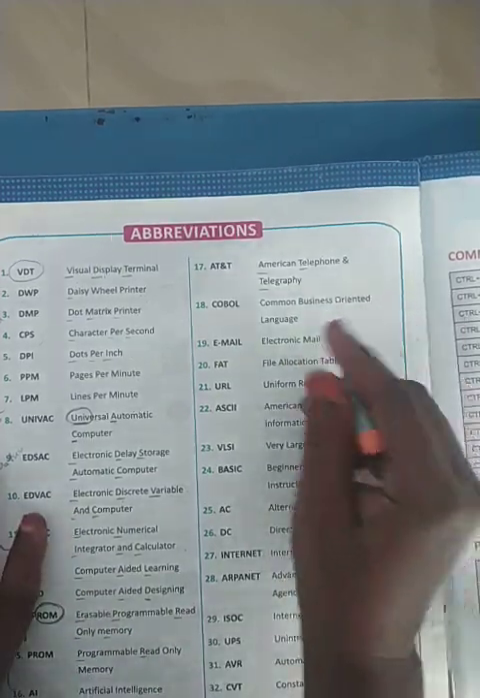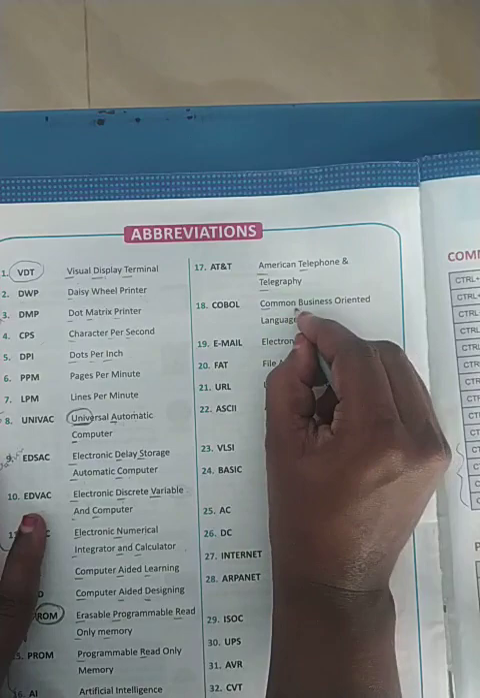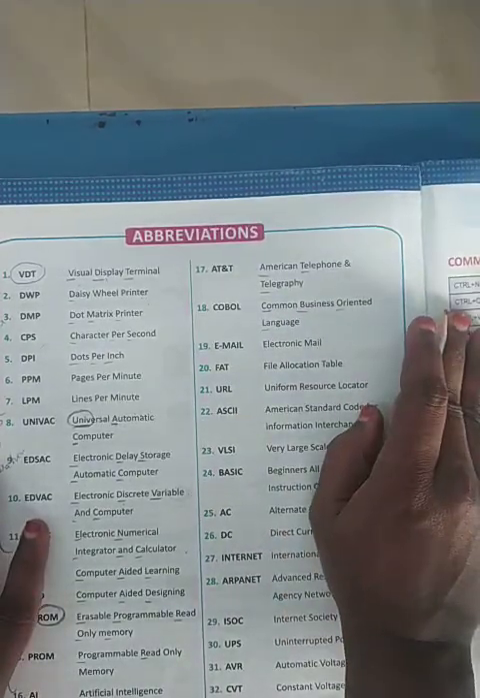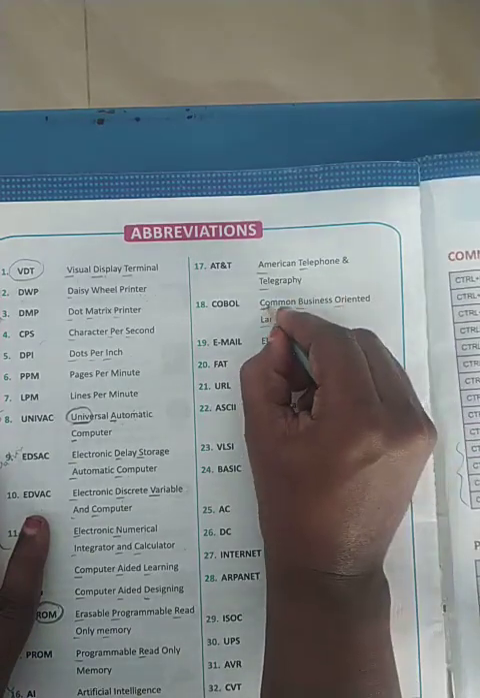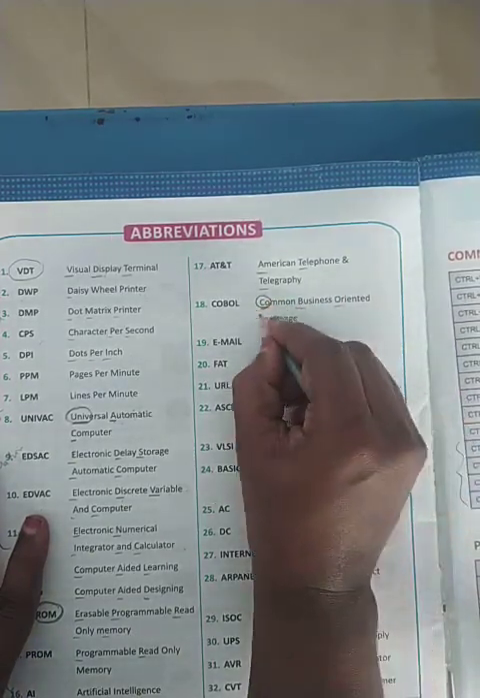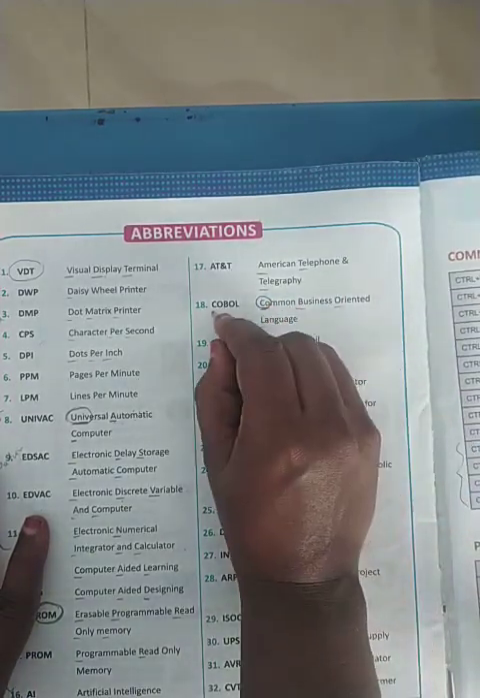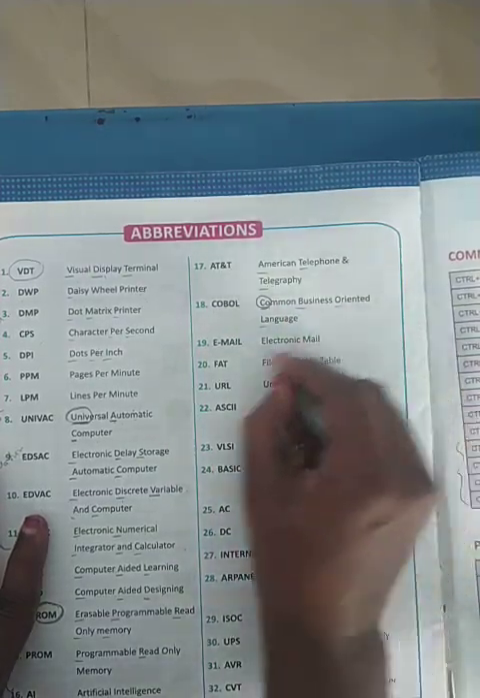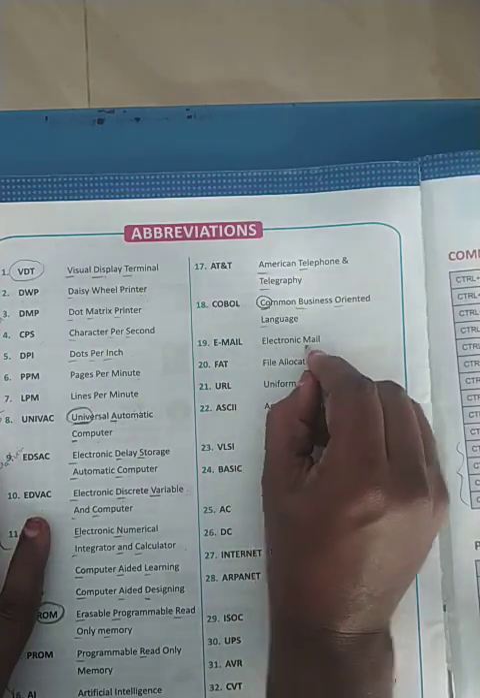Then COBOL. COBOL is Common Business Oriented Language. So CO is coming from Common, B is Business, then Oriented Language. Then email, email is electronic mail.